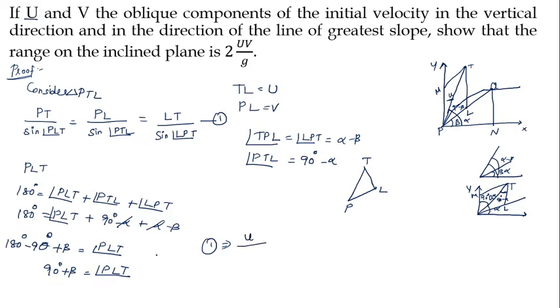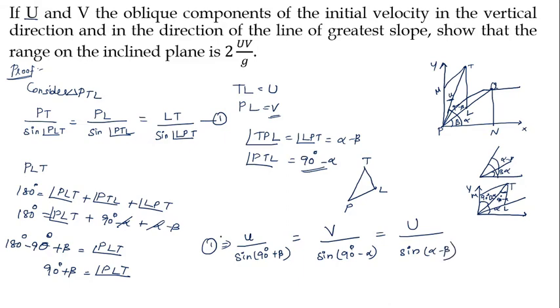Angle PLT is nothing but 90 degree plus beta. So it is sine of 90 degree plus beta. What is your PL? PL is equal to V. So capital V divided by sine of what is PTL? PTL is 90 degree minus alpha. So it is 90 degree minus alpha, which is equal to, what is your LT? LT is capital U. Capital U divided by sine of what is LPT? LPT is alpha minus beta. So sine of alpha minus beta. This is what we have substituted in the very first equation.